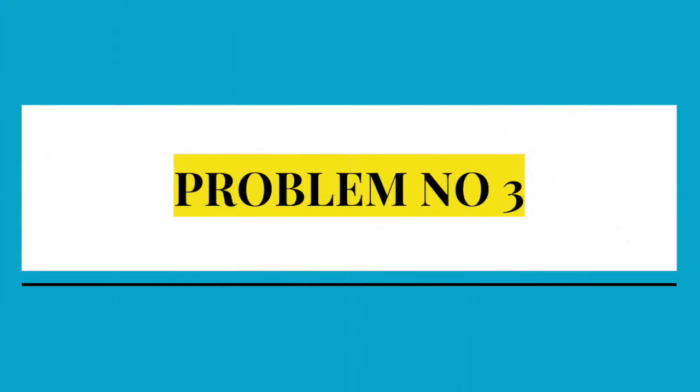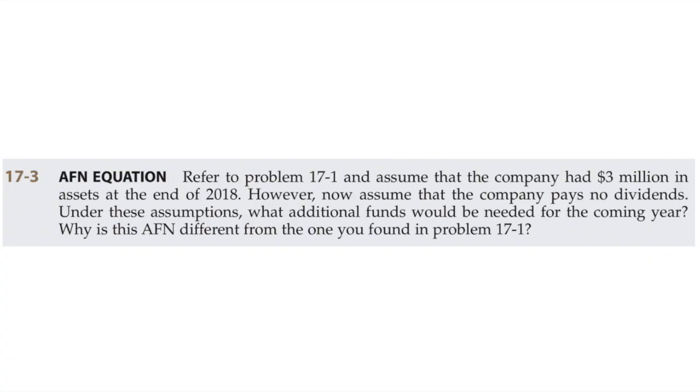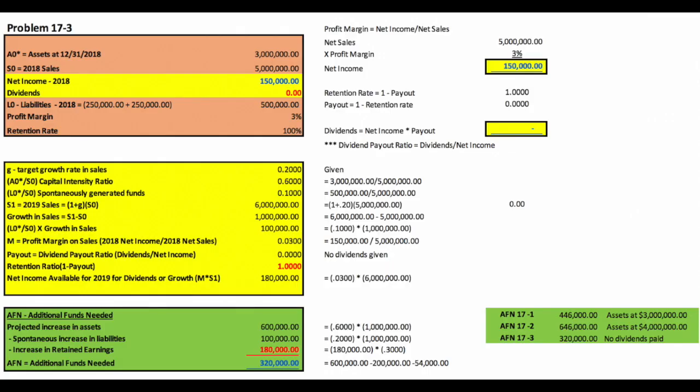Let's now solve problem number 3. Let's refer to problem 17-1, and the only difference is that there will be 0 dividends in this situation. In solving for problem 17-3, we use the Excel template that we used for 17-1 and only remove the dividends and mark it at 0. The changes are highlighted in red.